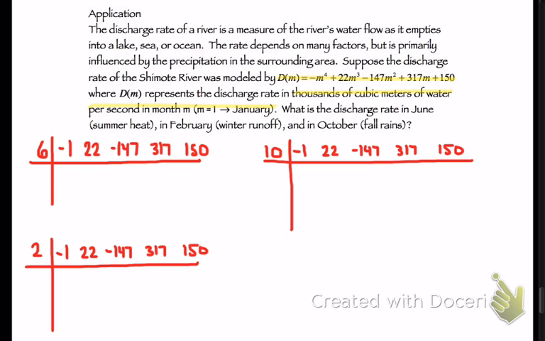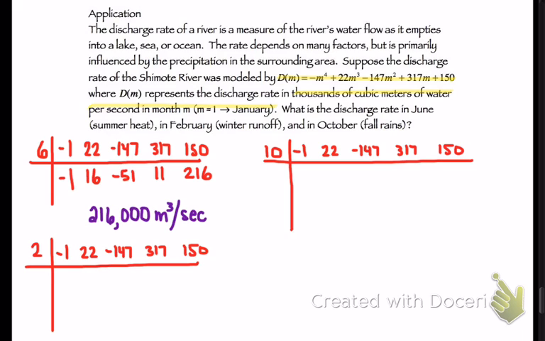So I think great for you to practice. Do your synthetic division. Pause the video here. Double check that your answers match my answers when you're done. Hopefully we got it. Obviously you're going to be able to use a calculator for this. So when I plug in 6, I get 216, which means that I have 216,000 cubic meters per second.